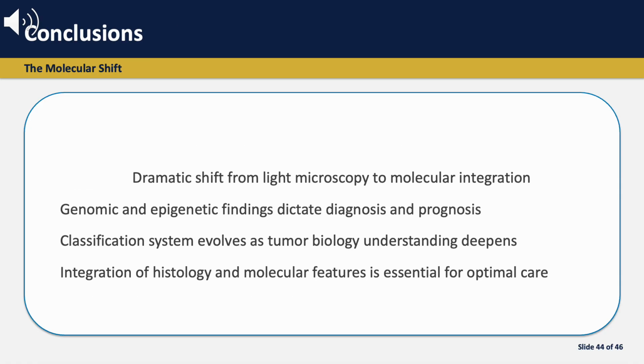The diagnosis of brain tumors has shifted dramatically from strict reliance upon traditional light microscopy to pervasive integration with both genomic and epigenetic molecular findings. Molecular alterations increasingly dictate diagnosis and prognosis. The classification system continues to evolve as data accumulates and our understanding of tumor biology deepens. Integration of histology and molecular features remains essential for optimal patient care and treatment planning.